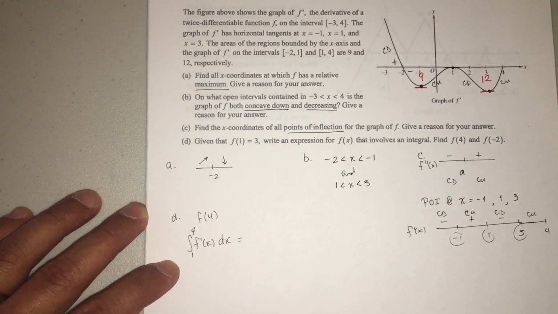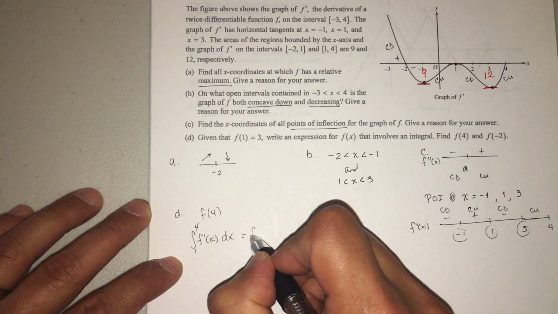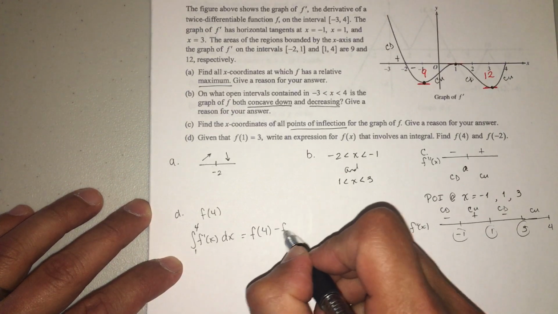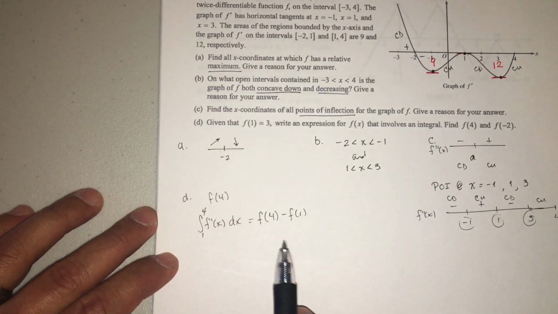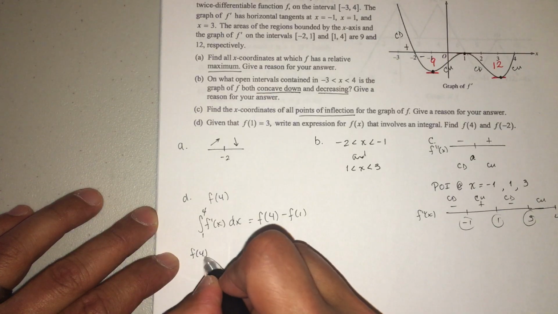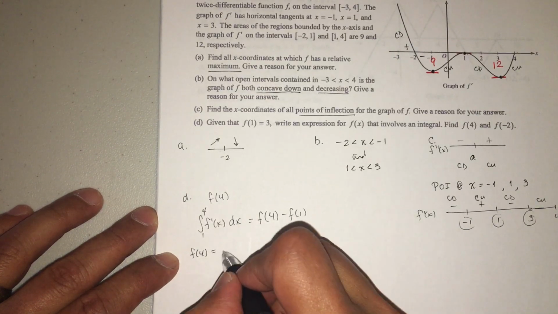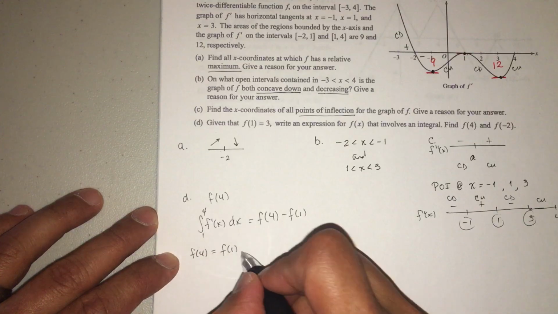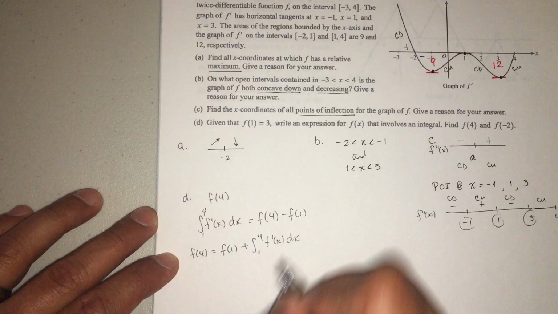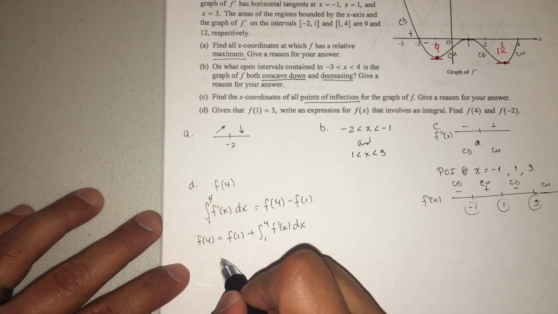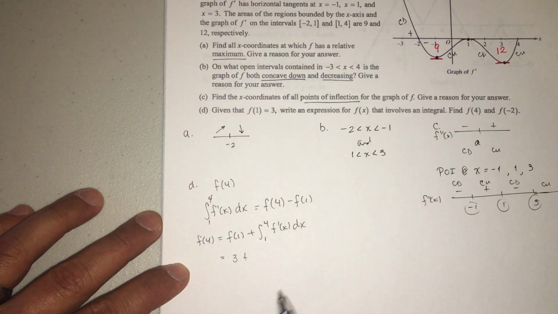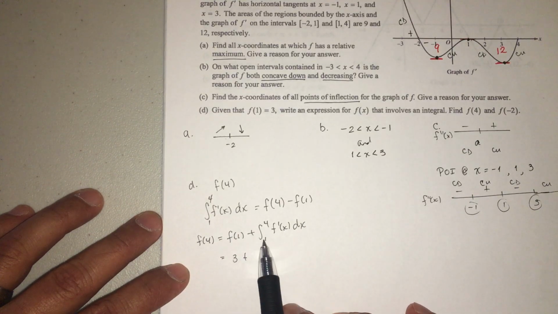And you do your fundamental theorem of calculus. So the antiderivative of f prime is f. f of 4 minus f of 1. So now what do you do? You rearrange it. You're going to solve for f of 4. So f of 4 equals, take this minus f of 1 to the left, and this is a plus, the integral from 1 to 4 of f prime of x dx. Okay? So now, what's f of 1? Well, they tell us, right? It's 3. Nice.